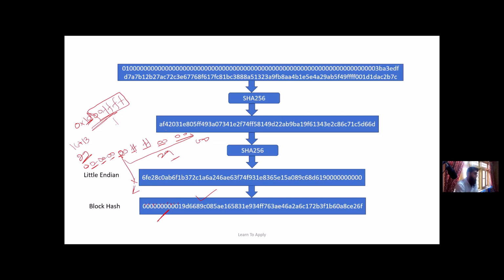So we have 1 2 3 4 5 6 7 8 zeros. At least 8 zeros should be in the hash that results from proof of work, right? We have seen this one has more than that, so we are good to go. We say this is the correct solution for the proof of work challenge.